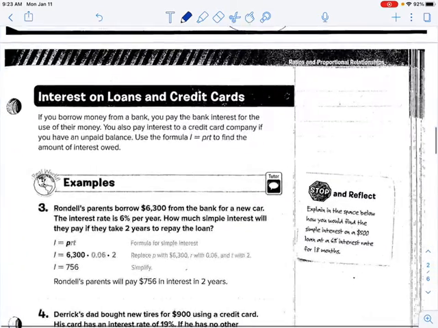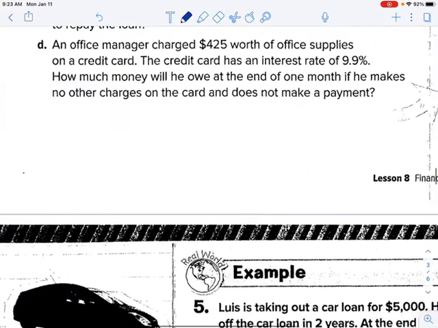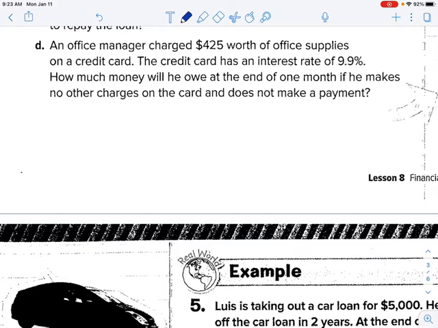All right, on the next page, we're going to look at letter D at the bottom. And this is an office manager charged $425 worth of office supplies on a credit card. The credit card has an interest rate of 9.9%. How much money will he earn at the end of 1 month if he makes no other charges on the card and does not make a payment?